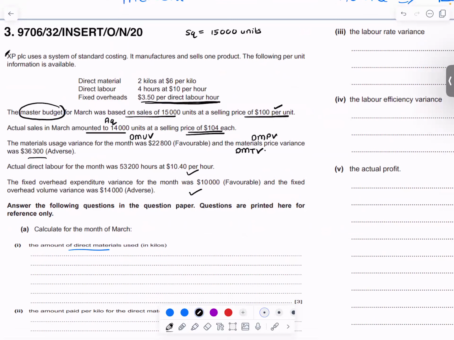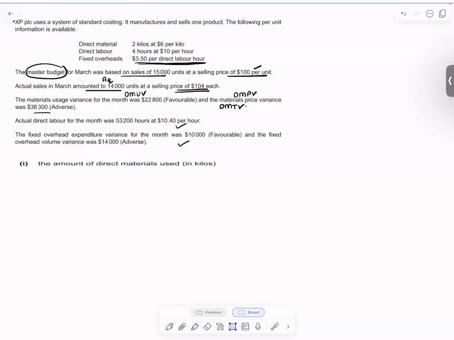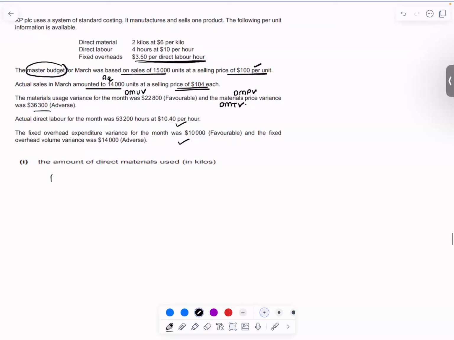Are you with me? Now they want you to calculate the amount of direct material used in kilos. That means they want you to work with the direct material usage variance. I know my direct material usage variance is 22,800. It would be usage and rate. Usage is SR and AQ, so it is standard quantity minus actual quantity into SR.